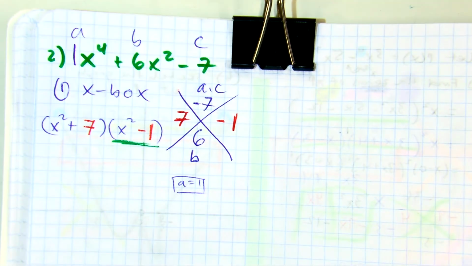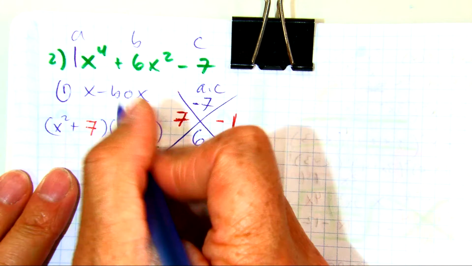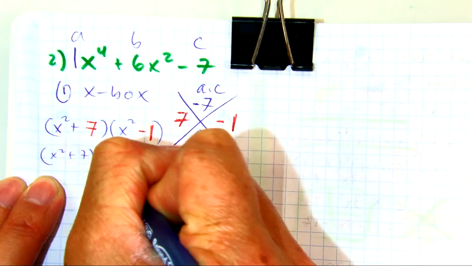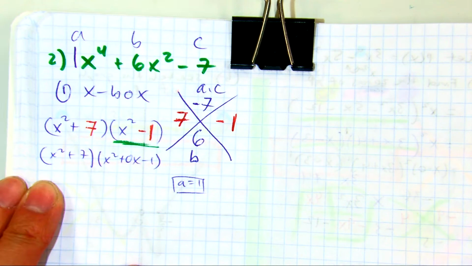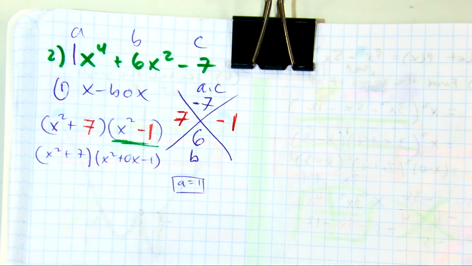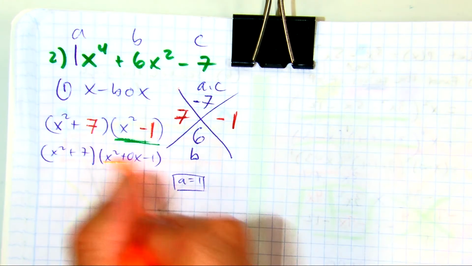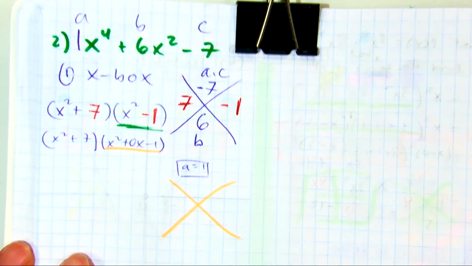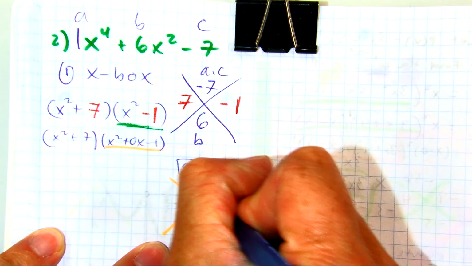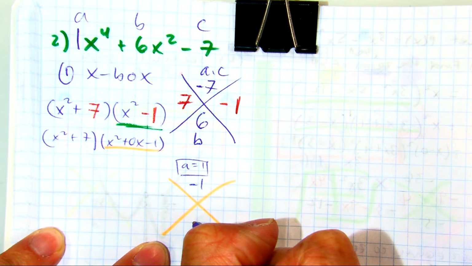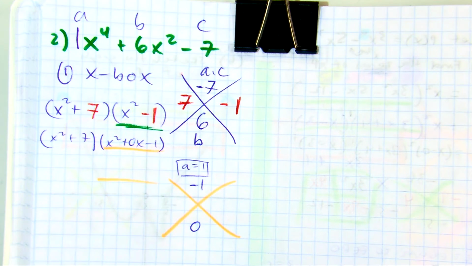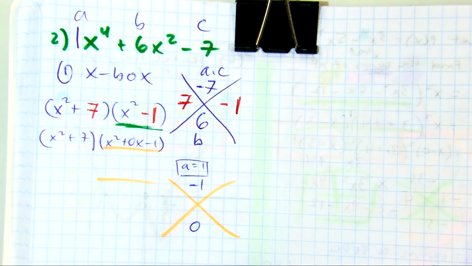This one also has a 0. X squared plus 7 times x squared plus 0x minus 1. Do you see that? You can use the x again if you want. Class, a times c. B value. Two numbers that multiply to be negative 1 but add to be 0. Negative 1 and positive 1.